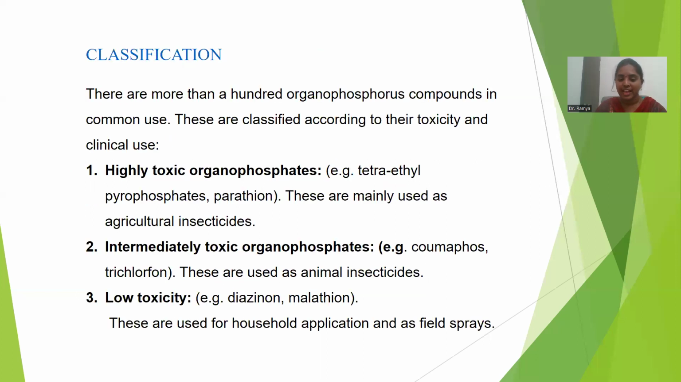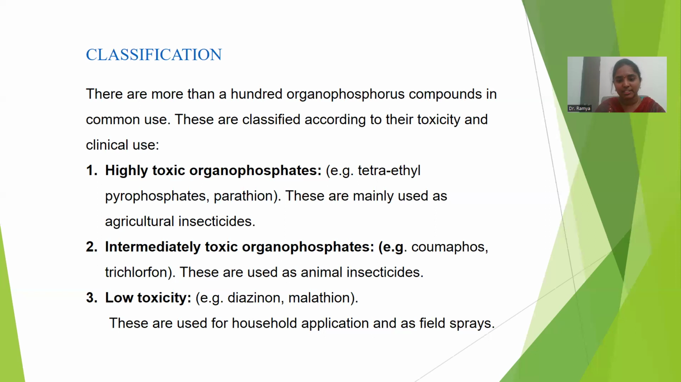Next, we'll go for classification. This classification is mainly based on its toxicity and clinical use. There are 100 organophosphate compounds available, but they are classified according to their toxicity. First, highly toxic organophosphate compounds. Examples are tetraethyl pyrophosphate and parathion. These highly toxic organophosphates are used as agricultural insecticides.